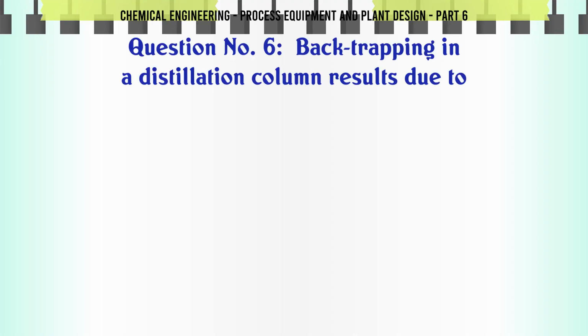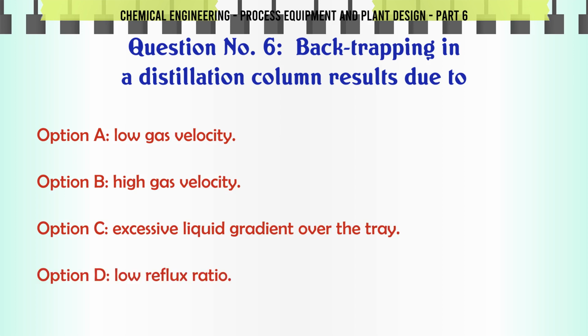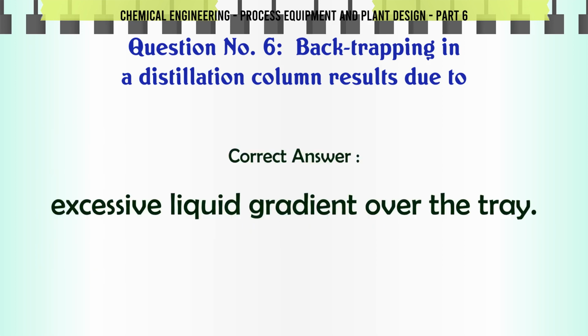Backtrapping in a distillation column results due to A. Low gas velocity, B. High gas velocity, C. Excessive liquid gradient over the tray, D. Low reflux ratio. The correct answer is excessive liquid gradient over the tray.